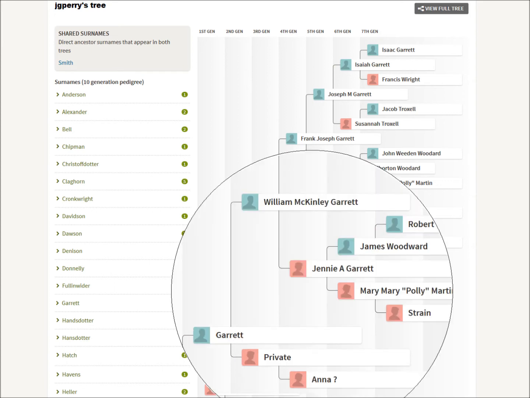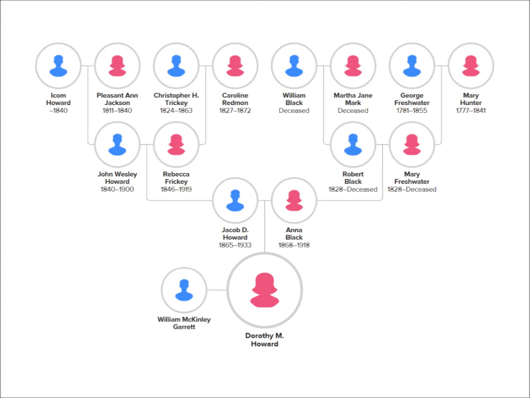My research took some twists and turns, and before I knew it, I was researching who William McKinley Garrett's wife was. His wife is Dorothy M. Howard, and she has a full family tree. If you look at FamilySearch, it looks like Dorothy's maternal grandmother is Mary Freshwater. That last name is not familiar, but it is the key to unlocking how I'm related to J.G. Perry. Since her name was not on my radar, I had to use a special method to establish the connection.